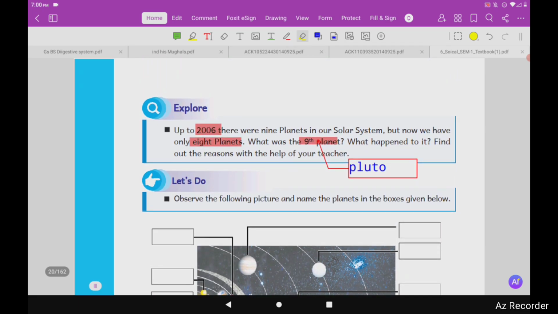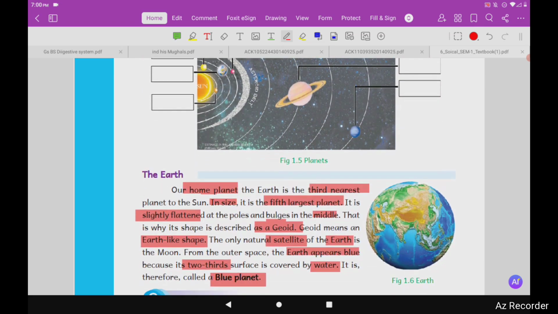Look here, up to 2006 there were 9 planets in our solar system. In 2006 Pluto was removed from the planets list. Why? Because it does not have a fixed path. Sometimes it is moving, not following its fixed path. That is why it was removed, and hence now we have only 8 planets.